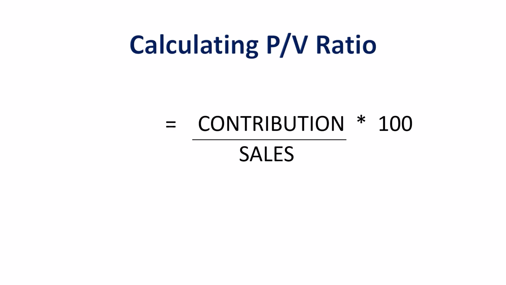In the second part of the question, we are required to calculate PV ratio. The formula for PV ratio is contribution by sales into 100. अब question में हमें sales का amount तो given है but contribution given नहीं है. So we need to calculate contribution first of all to calculate PV ratio. But again contribution हमें निकालना है, उसके लिए हमें ज़रूरत होगी EBIT की. So let's begin with calculation of EBIT first.